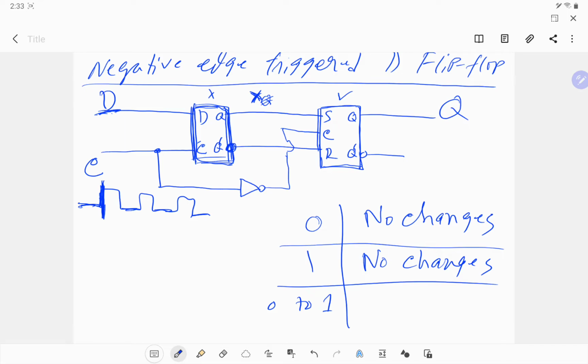So suddenly when the clock pulse or the control input changes from 0 to 1, what happens? As soon as it changes to 1, the first flip-flop gets triggered and the second flip-flop is not triggered. So D will go to the output of the first latch but not to the output of the entire device. So in this case also no changes occur.